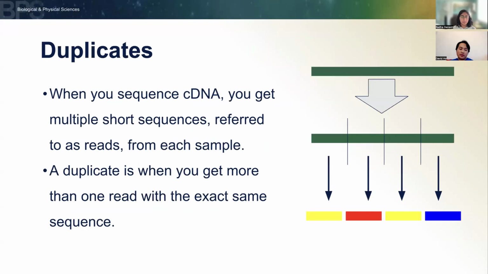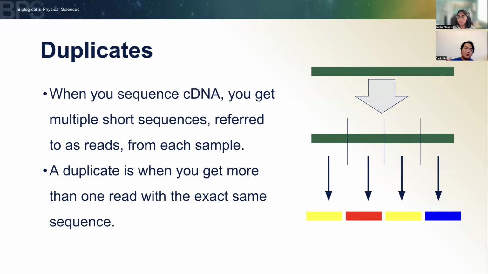By undergoing this process, duplicates will eventually be created through the amplification process. But in this context, what exactly are these duplicates? Well, when you sequence complementary DNA, you get multiple short sequences, which are referred to as reads from each sample. Therefore, duplicates are when you get more than one read with the exact same sequence.